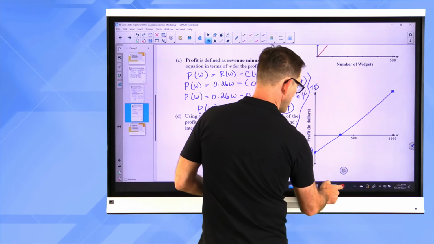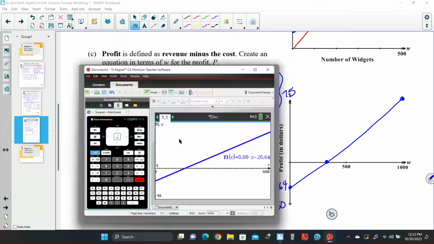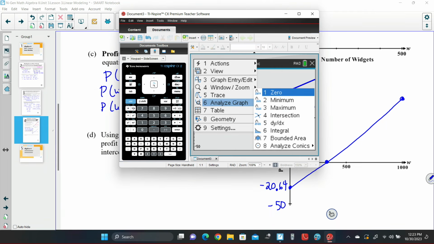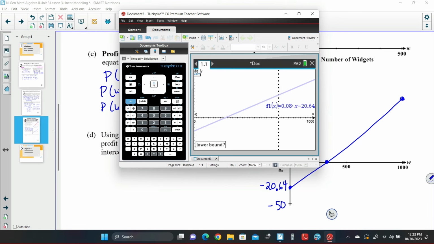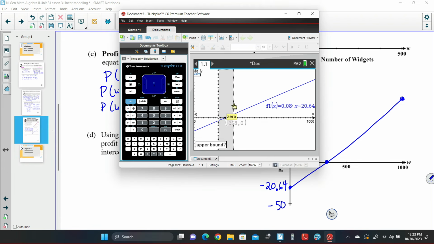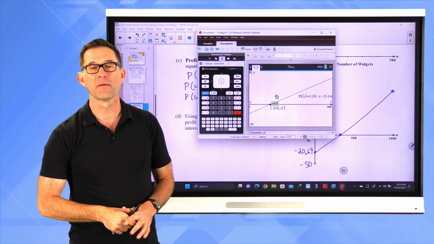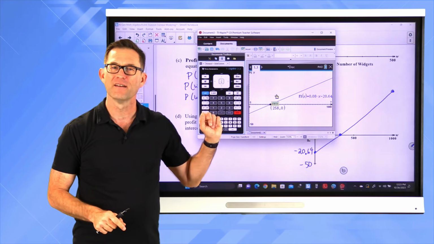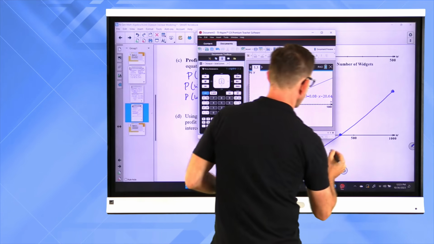Let's find that really quickly on our calculator. All right, so let's go menu, analyze the graph. Let's find a 0, okay? 0 is just another name for the x-intercept, so I'm going to hit enter. Here, enter. And my x-intercept is at 258. That number should sound kind of familiar.